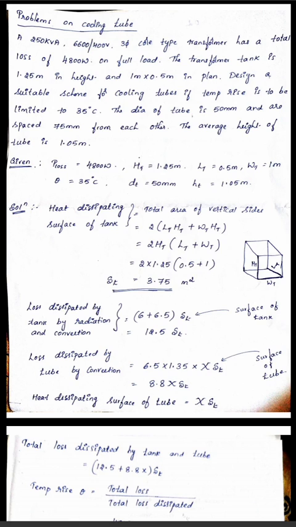So theta value is 35 degrees, and the diameter of the tube is always 50 mm, whether or not it is mentioned in the problem. Diameter of tube, small letter dt, is 50 mm. It is a constant value. And the spacing, from one cooling tube to the other cooling tube, center to center, is 75 mm. That value is also a constant value, 75 mm.